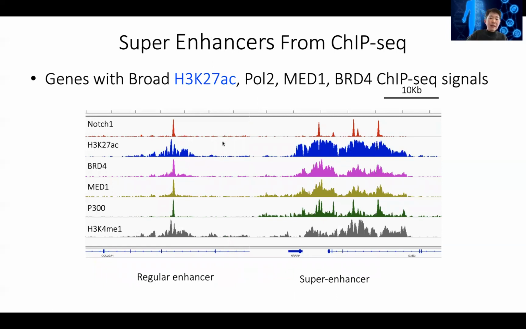As we mentioned previously, H3K27 acetylation marks both the active promoter and active enhancer. And the enhancers are really enriched near the transcription factor binding. But if you look across the genome, these are the regular enhancers. It might be bound by one transcription factor, and you can see the histone acetylation mark here.